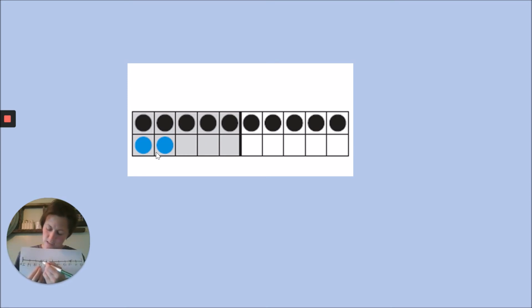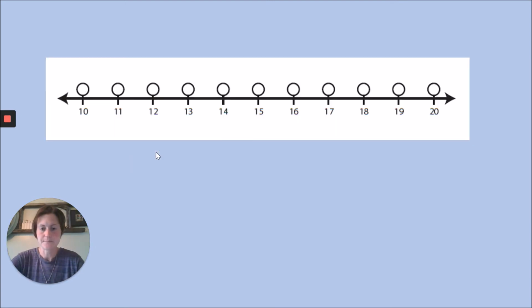I don't know why I did an X in a circle. That's just a mistake. Okay. So we have 12 and we have 17. Wonder what will be next. Are you ready?